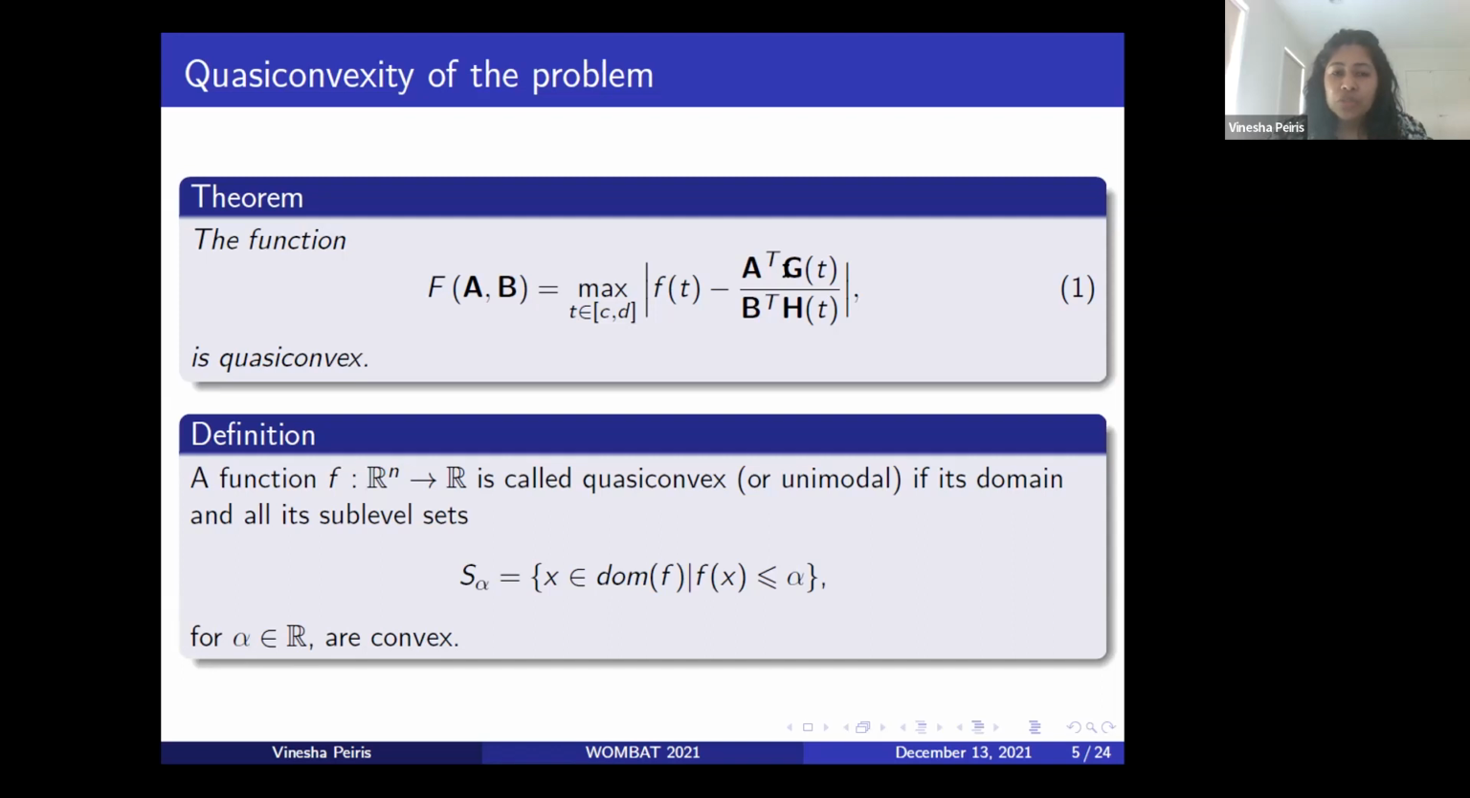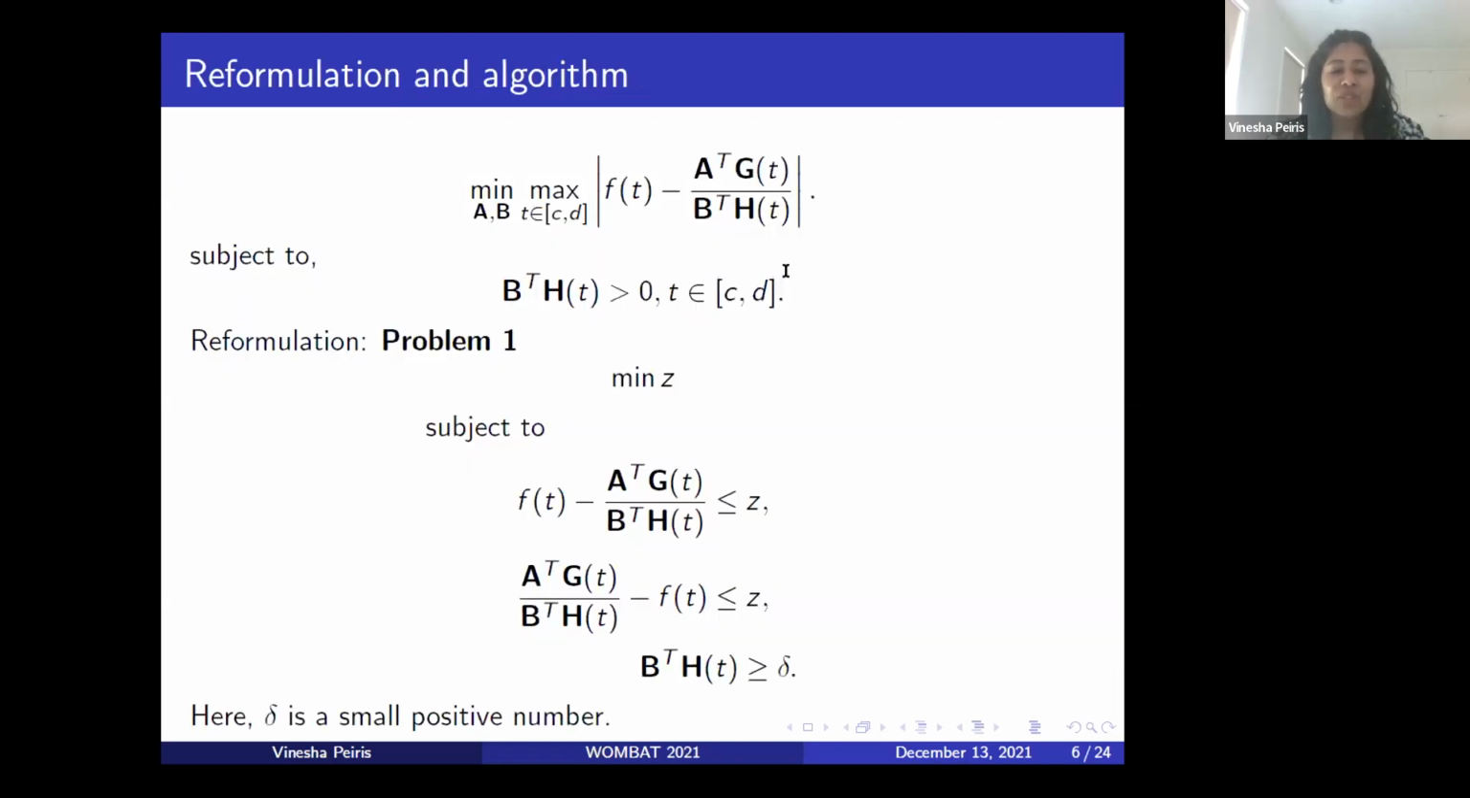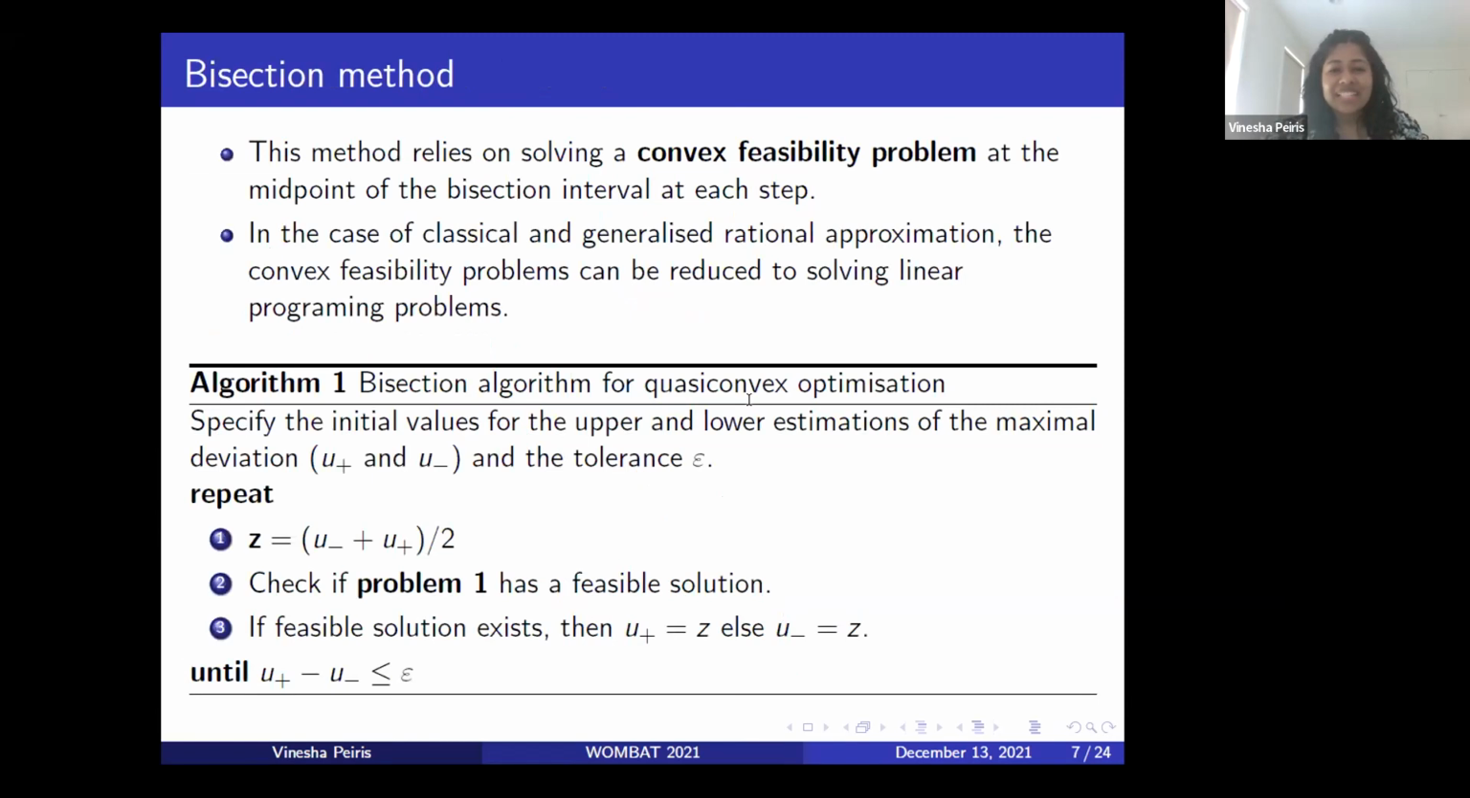So before I move on to the bisection method, let me reformulate my problem. I have my original problem here, and I'm going to take this maximum absolute deviation to be this variable, so we can come up with these inequalities. This reformulation is called problem 1, because I will be using problem 1 in the upcoming slides. This original problem and this reformulation are equivalent. Okay, moving on to the bisection method.